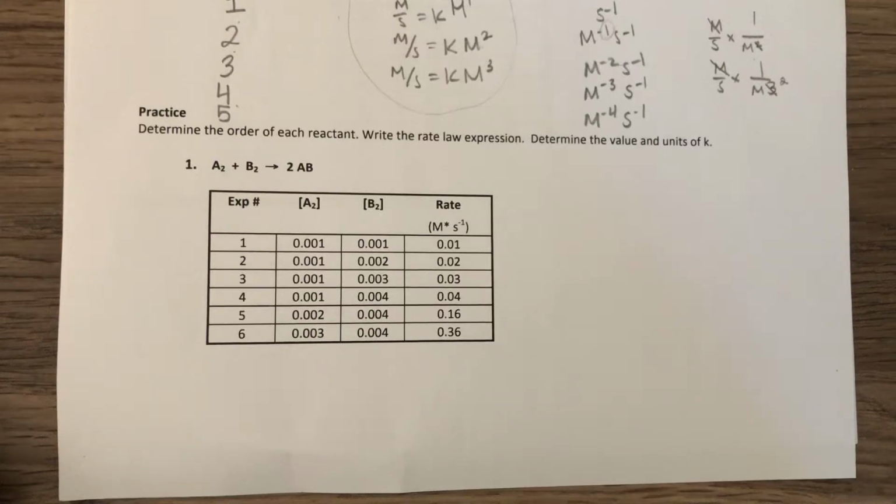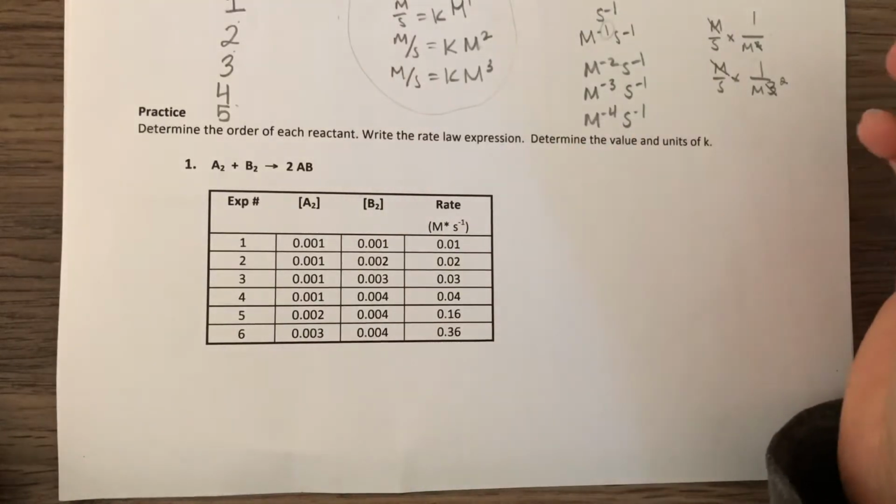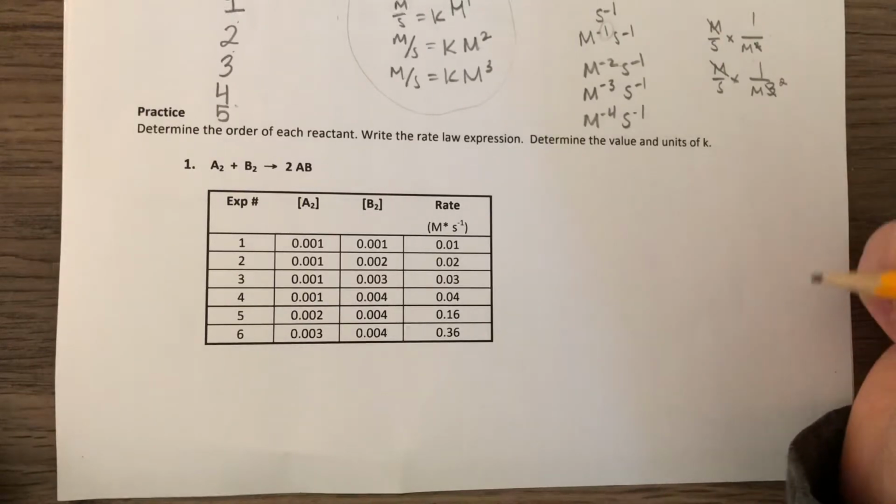Okay, here's video 2 of the notes. Sorry it's so long. We have a lot to get through in this section of the notes, but we're going to determine the order of each reactant. We're going to write the rate law expression, determine the value and units of K.